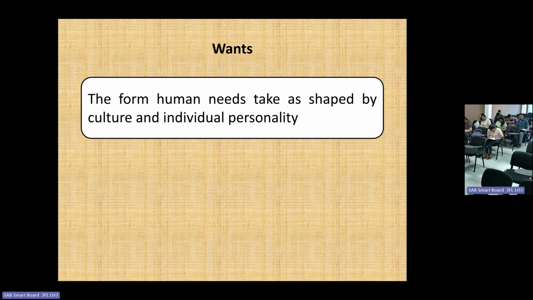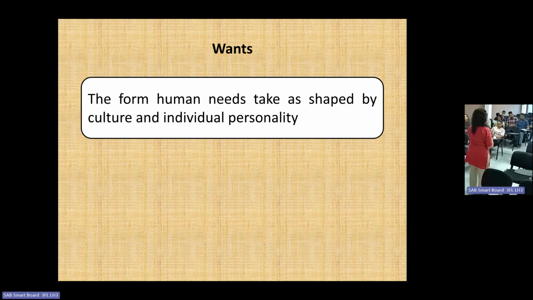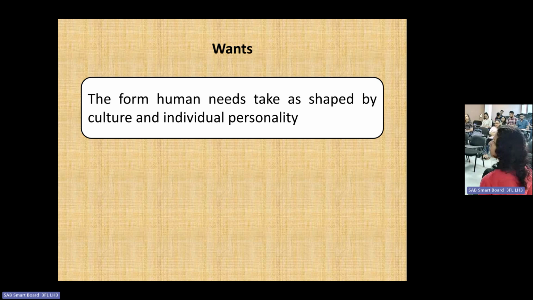So how about the wants then? A want is the way of fulfilling the needs. Now we feel hungry, so we need food, but there are different forms of food. So it's a different way of fulfilling the needs, and that is always shaped by culture and individual personality.